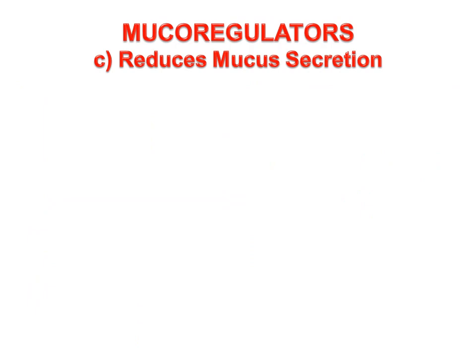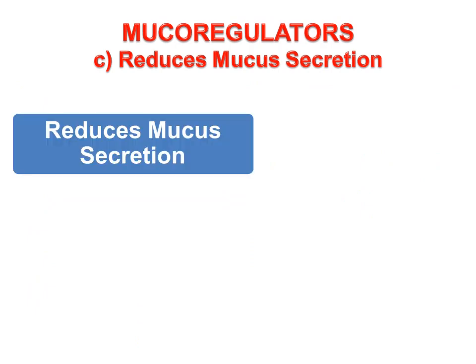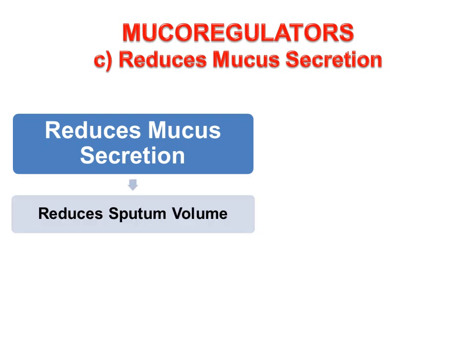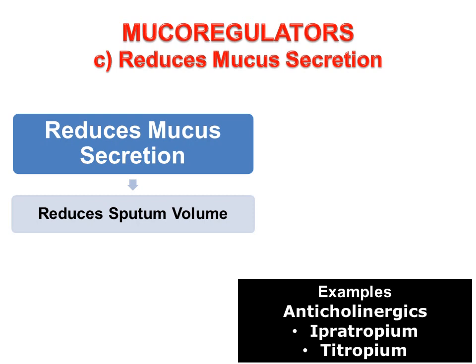Medicines can also act as mucoregulators if they reduce mucus secretion. If mucus secretion is reduced, it therefore reduces sputum volume. Examples are anticholinergics, molecules of which are ipratropium and tiotropium.